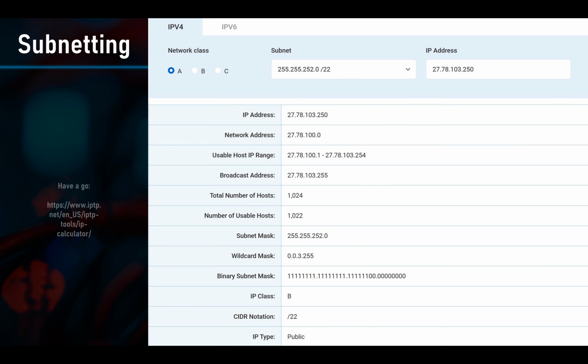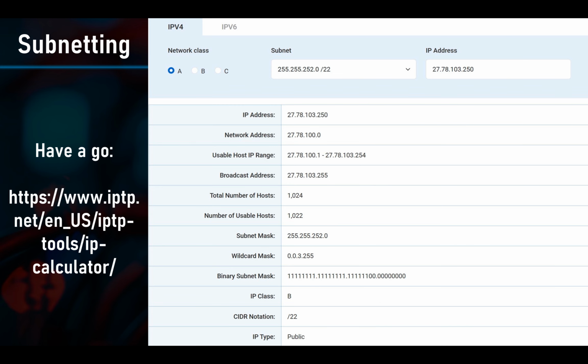So this is the website I was showing. If you want to have a go at this, it's iptp.net, and just IP calculator. If you type in the IP address, like this one, and choose the subnet, you see the IP address we've entered and the network address, which is going to start from 27.78.100. The range goes up to network ID 103.